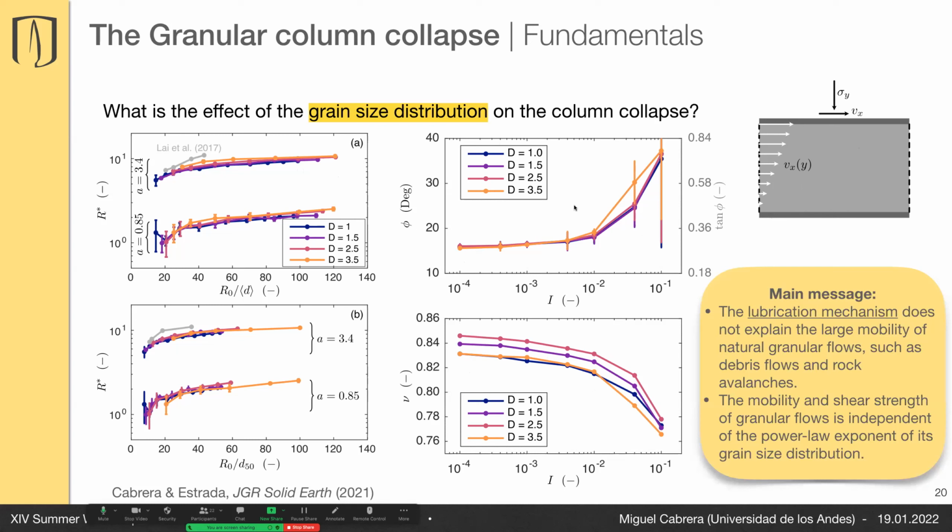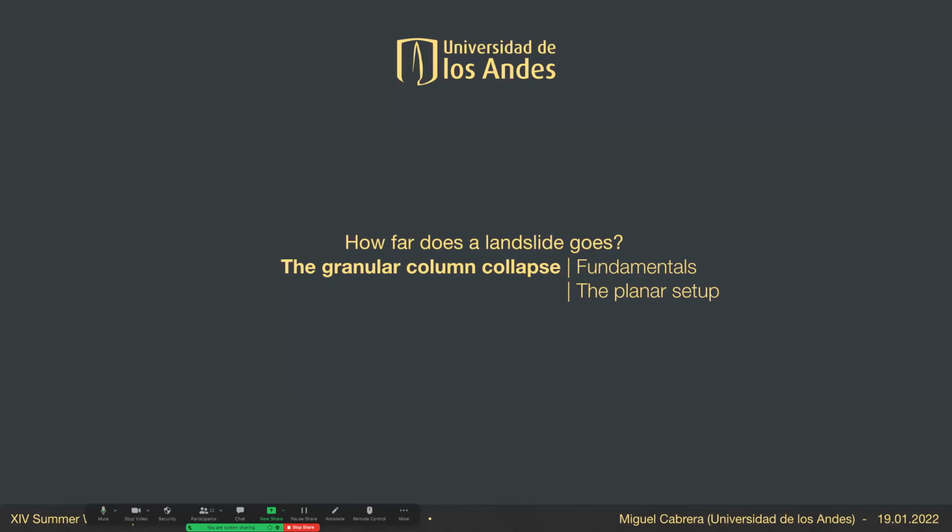So in conclusions of this work, the lubrication mechanism does not explain the large mobility of natural granular flows, such as debris flows and rock avalanches, and the mobility and shear strength of granular flows is independent of the power law exponent of its grain size distribution.